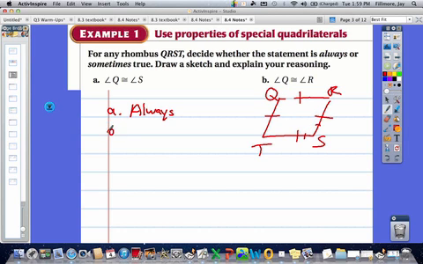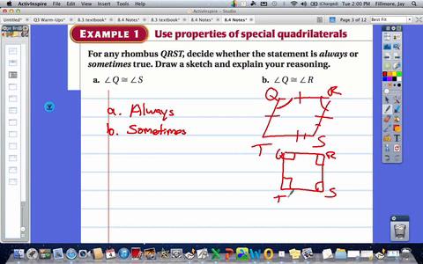For part B, would angle Q and angle R, these consecutive angles, always or sometimes be congruent? Well, it's actually sometimes. In this picture, angle Q is obtuse while angle R is acute. However, if I had a special rhombus, aka a square, then angle Q and angle R would be congruent because they're 90. So angle Q and angle R would be congruent only when the rhombus is a square. That's why it's sometimes.